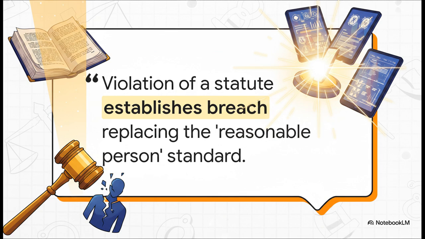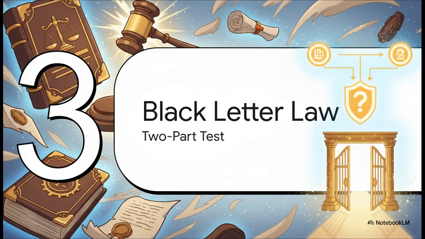So if a defendant violates a criminal, health, or safety statute, the judge can basically say, look, we aren't going to ask what a reasonable person would do here. The legislature already decided what a reasonable person would do when they wrote this law. Basically, if you broke the law, you breached your duty. End of story. Which brings us to Part 3, black letter law requirements.